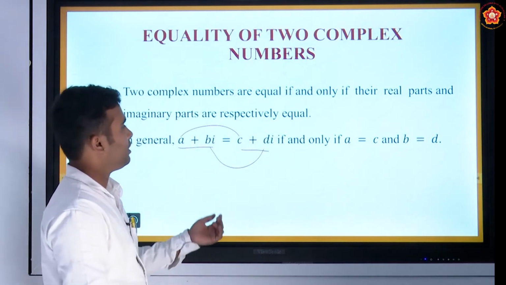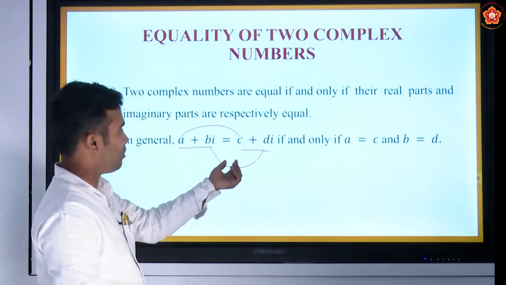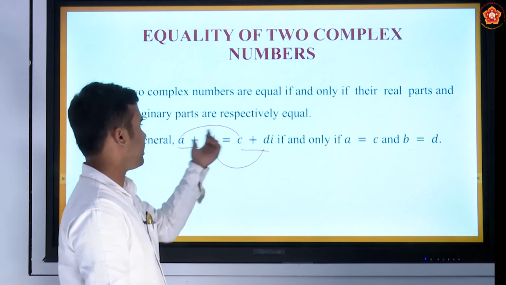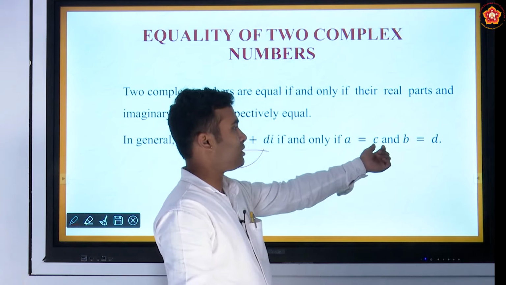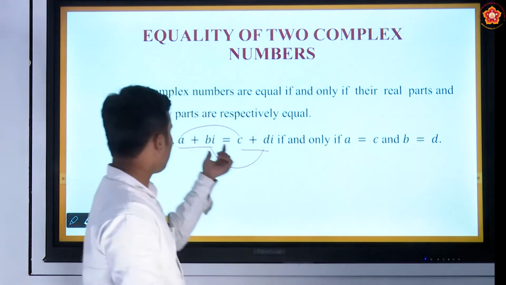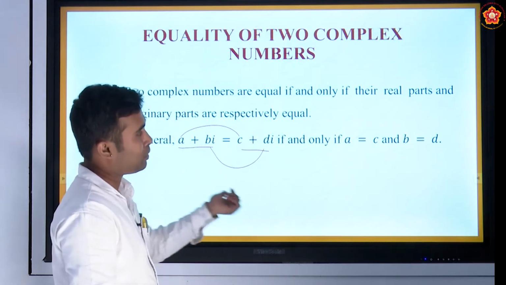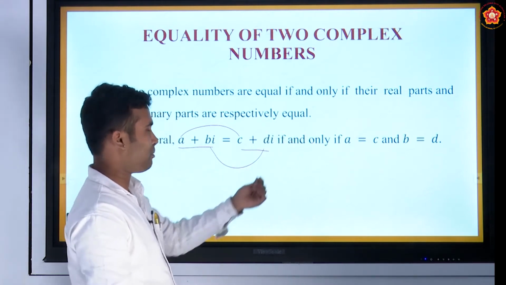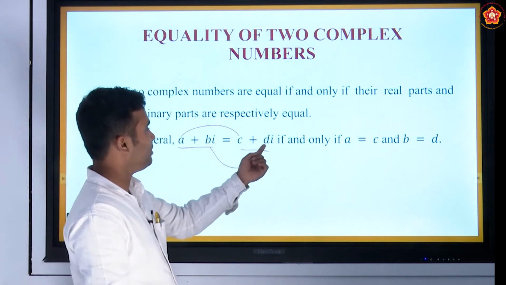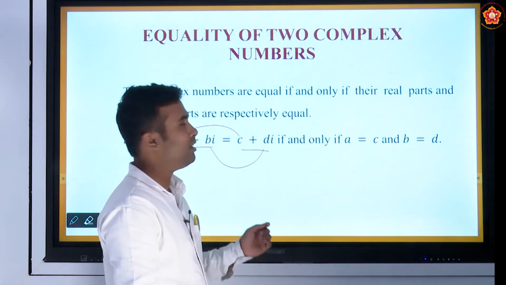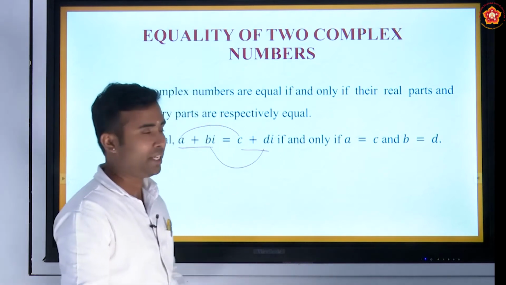That means a plus bi is equal to c plus di if and only if a is equal to c and b is equal to d. In this complex number, a is the real part and here c is the real part, so a must be equal to c. The imaginary part here is b, and in this complex number the imaginary part is d, so b is equal to d. Then only we can say that the two complex numbers are equal.